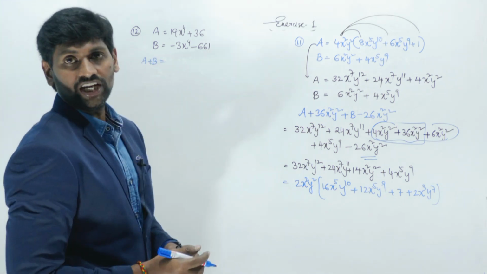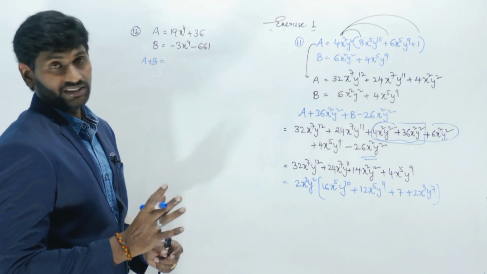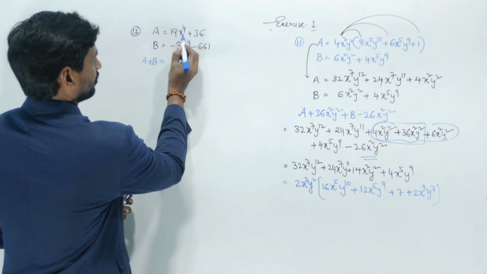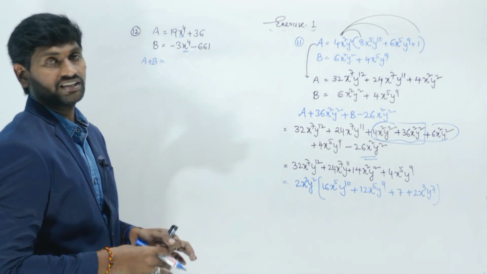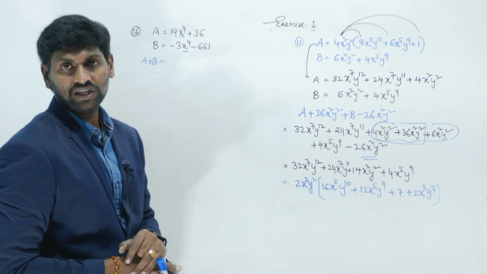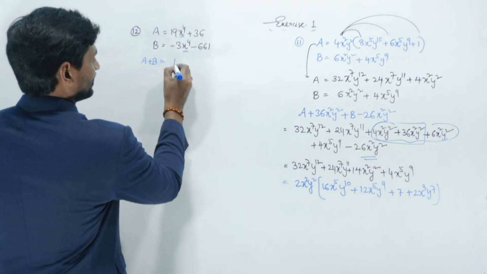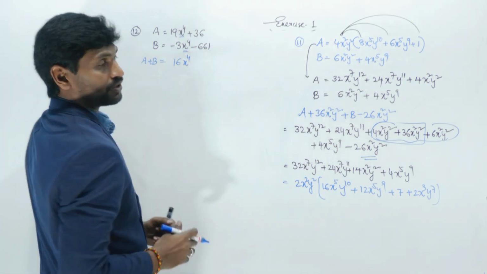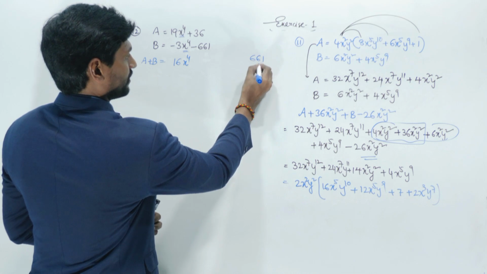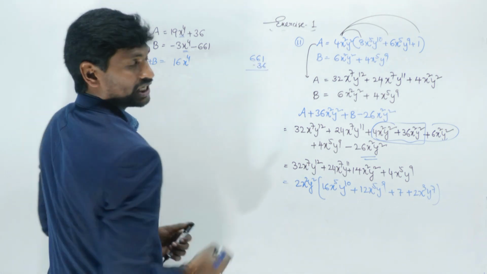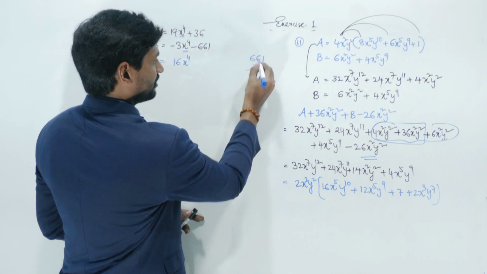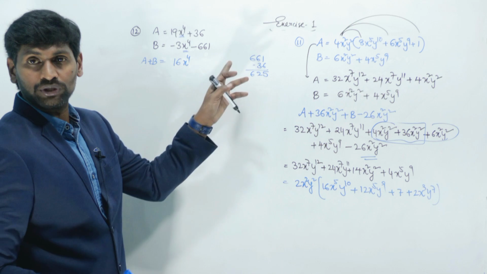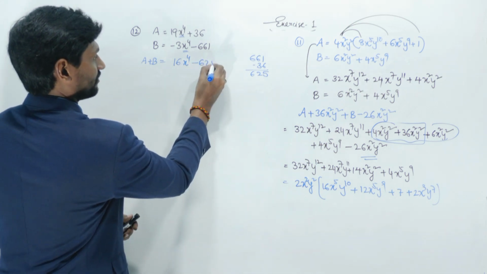A value, B value, try to add. Addition only for like terms. Like terms means x^4 is the like term. One is positive, the second one is negative, so subtraction. 19 minus 3 is 16x^4. Now these two numbers, one is negative, one is positive, so subtraction. 661 is bigger. So 11, borrow, 11 minus 6 is 5, 2 and 6. Which is bigger? The negative number is bigger, so minus 625.